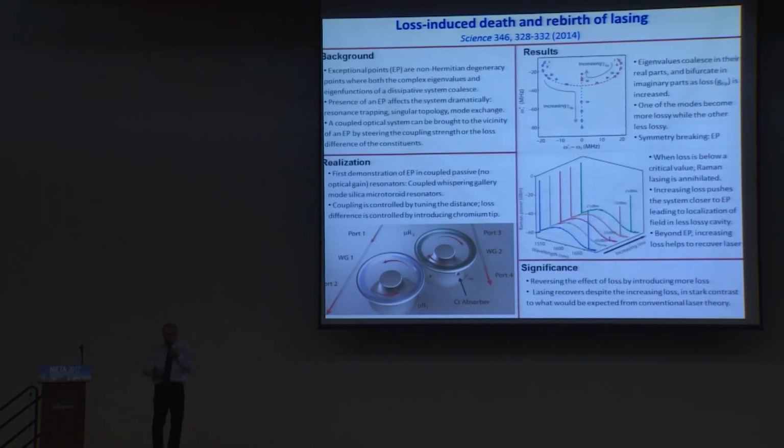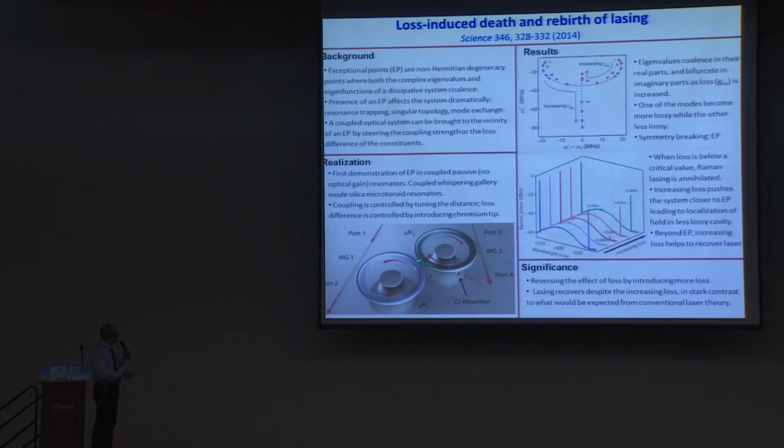So here, I'll be finishing soon. These exceptional points are non-Hermitian degeneracy points where both the complex eigenvalues and eigenfunctions of these dissipative systems coalesce. The presence of these exceptional points affects the system very drastically. There is resonant trapping, singular topology, mode exchange, many things happening, which I haven't described. But then a coupled optical system can be brought to the vicinity of the exceptional point by steering the coupling strength or the loss difference of the constituents. And this is the first demonstration of this exceptional point in coupled passive resonators.